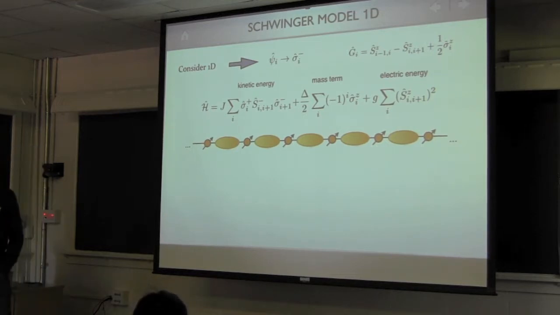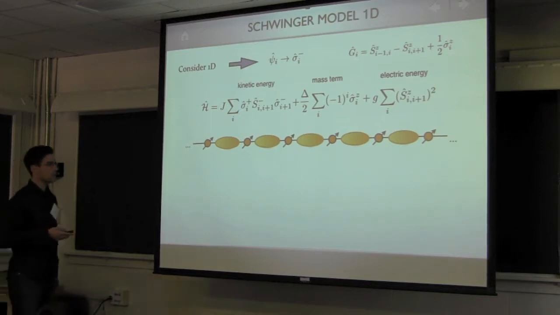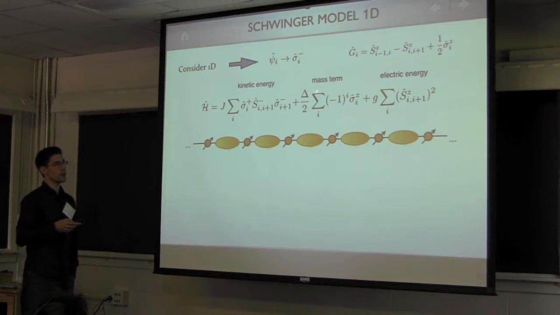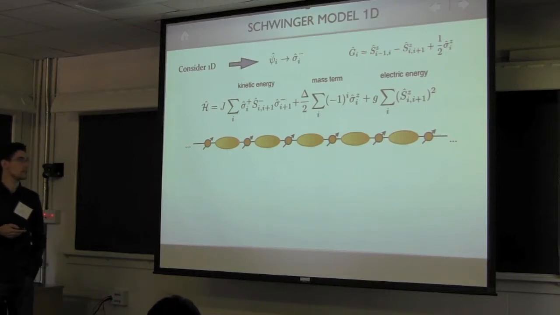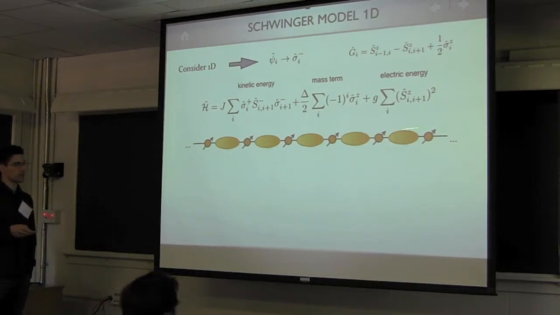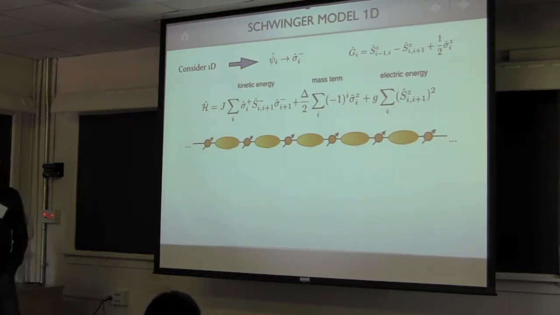So this is the Schwinger model that I will consider, and this model is very interesting because depending on the ratio between delta and g, one will find a different phase in the system. So now I have this model in which I have spins living on a 1D lattice, and these spin excitations are assisted by some link degrees of freedom that are implemented by the spin.